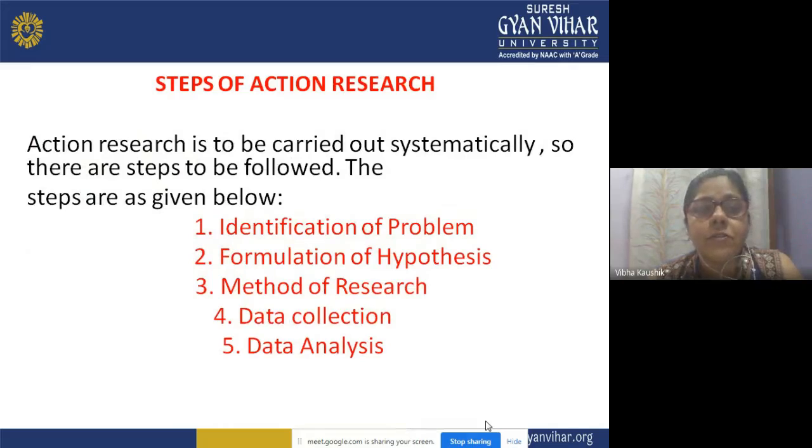Now, steps of action research. Action research is to be carried out in a systematic manner. So these are the steps to be followed. When we are doing action research, we have to be systematic, and we have to follow these steps. The first one is identification of problem. Second is formulation of hypothesis. Third, method of research. Fourth, data collection, and fifth, data analysis. Now we will discuss each and every step in detail.